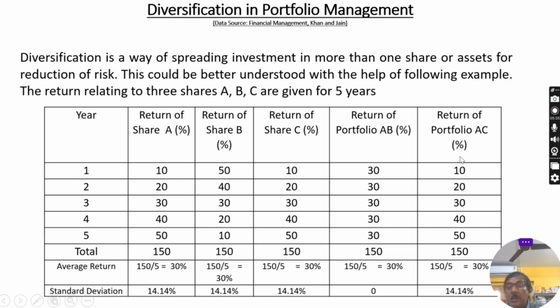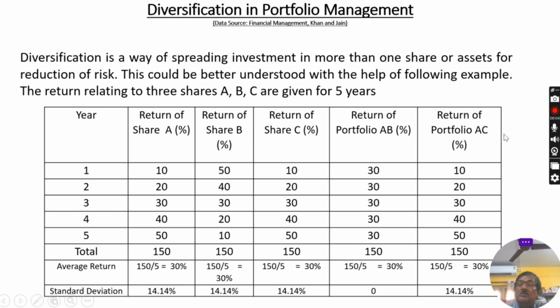And here another type of portfolio has been formed, that is AC. How is it formed? 50% of your investment money you have invested in share A, and the remaining 50% you have invested in share C. In this way you have formed a portfolio. Then we will check what will be the status of your total return or risk.